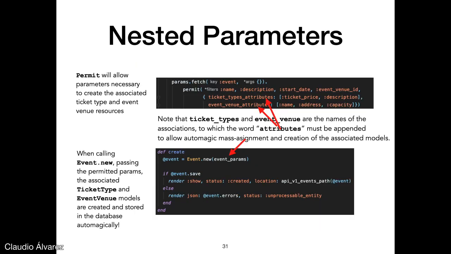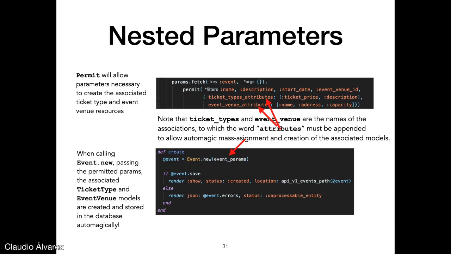Entonces, esto es lo más complejo que creo que les voy a mostrar en cuanto a creación, actualización usando los parámetros. Acá hay una explicación más detallada de lo que le acabo de decir. Está el filtrado de parámetros. Permit va a permitir, valga la redundancia, parámetros que son necesarios para crear los modelos asociados, los recursos asociados de ticket type y event venue, ¿ya? Lo que está primero explicado.